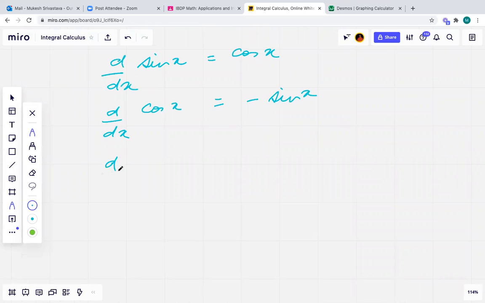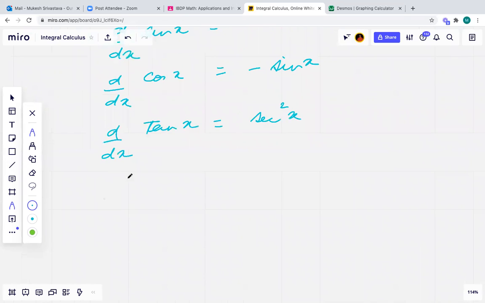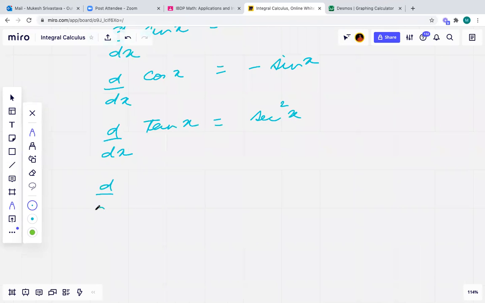Then the derivative of tan x is sec square x. And the derivative of e raised to x is e raised to x, and the derivative of ln x is 1 upon x. So these are all the base formulas, right?